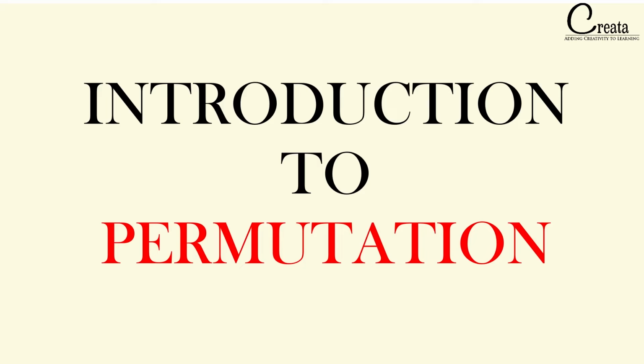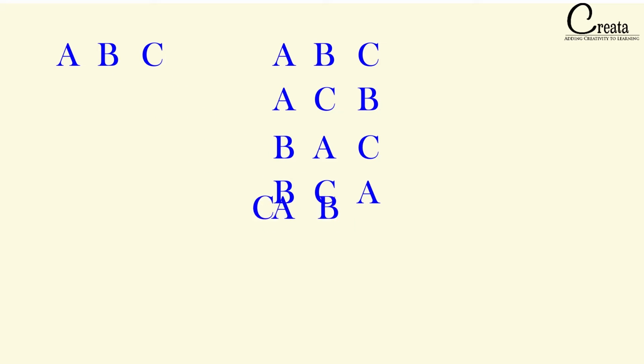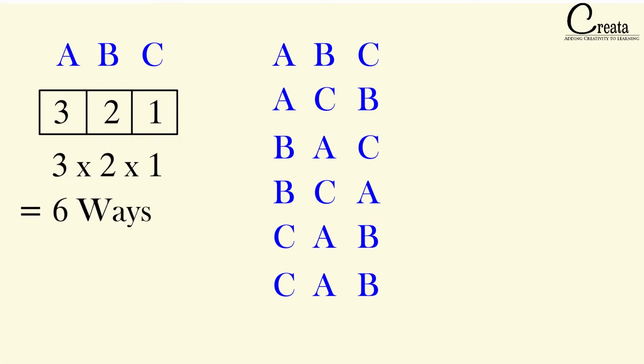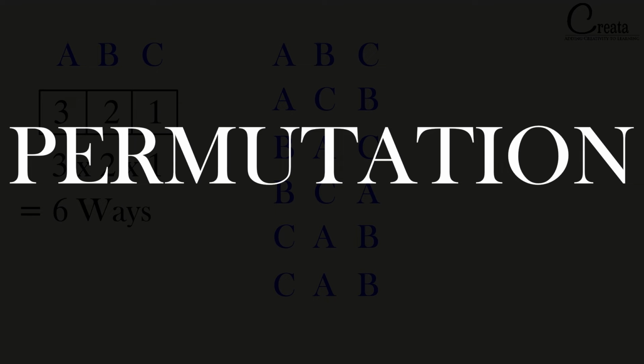For example, if we have a set of alphabets, say A, B and C, and the question is in how many ways we can arrange these alphabets A, B and C. We can arrange these three alphabets in 6 different ways. These are the 6 different ways, and we have covered the same in our previous lecture. So we can rearrange the 3 alphabets A, B and C in 6 different ways. This arrangement is basically known as permutation.